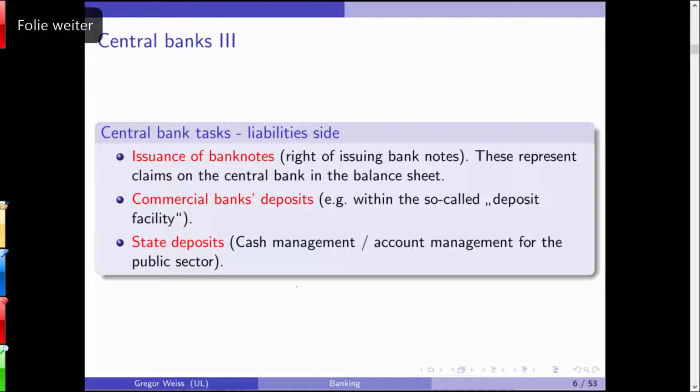Okay, that's not me. And on the liability side, what do we have here? First, the central bank, just as I've described for this imaginary central bank of a small island, it will give out paper money. So the paper money you have in your wallet is a claim against the central bank.